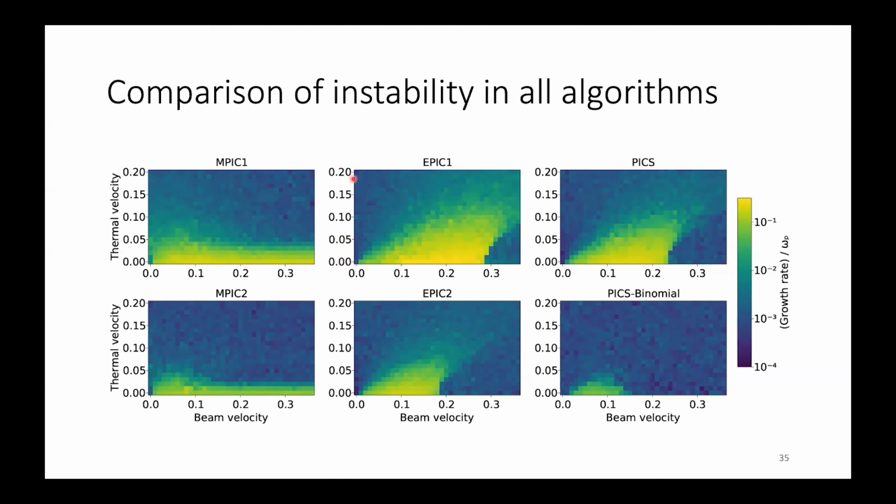And you can see that PICS has a slightly reduced region of instability compared to EPIC1, which has a comparable stencil. And it's a little worse than EPIC2. But you can see that applying this binomial smoothing filter really improves things.